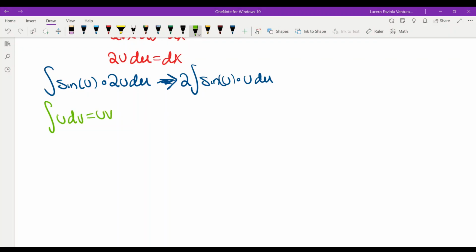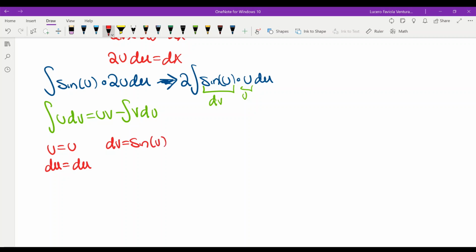Now, because it's multiplication, we use the product rule of integration, written as the integral of u dv equals uv minus the integral of v times du. For our u, we'll make it u, and for our dv, we'll make it sine of u. So u equals u, and the derivative being du. Our dv equals sine u.